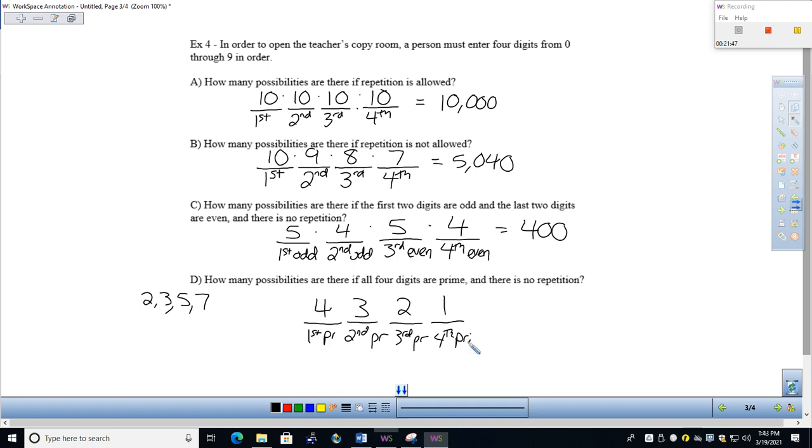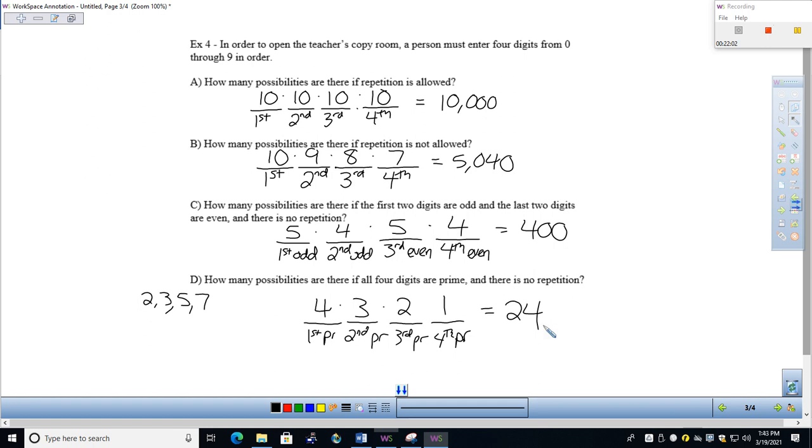Hope that makes pretty decent sense as we get a final answer here of 24. When I multiply them together, I'm going to put my multiplication symbol in between. Looks good. And go with 24 possibilities. Okay, so specific situations, specific conditions that we need to account for.